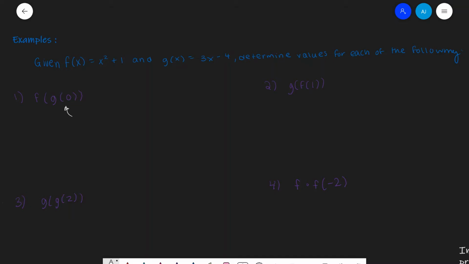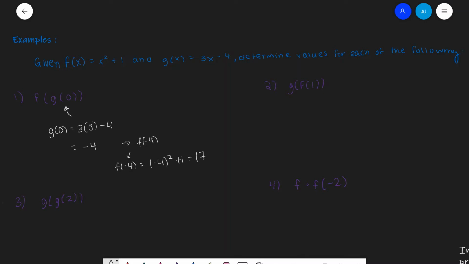So we substitute 0 into g of x. That would be g of 0 equals 3, we substitute the x in 3x minus 4 with 0. So 3 times 0 minus 4, which equals negative 4. Then you could substitute g of 0 with negative 4 into the equation, which will leave you with f of negative 4. Then we'll substitute negative 4 into f of x, just like we did with g of x. So f of negative 4 equals negative 4 squared plus 1, which equals 17.